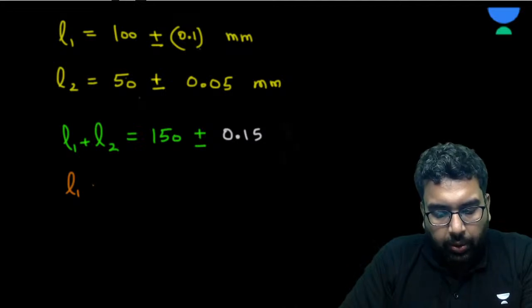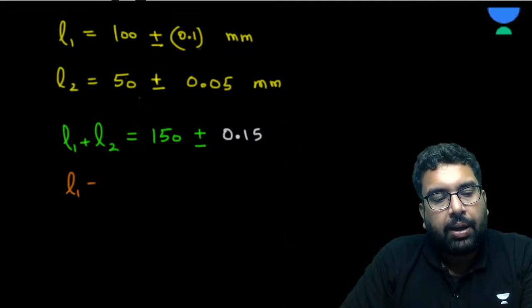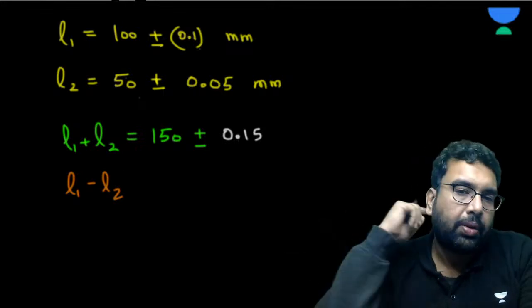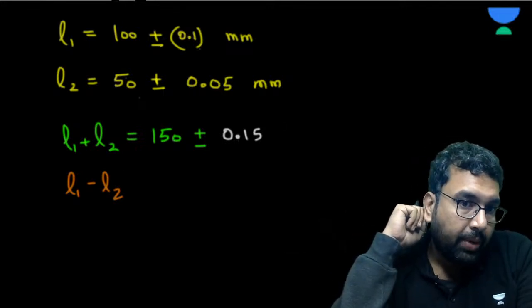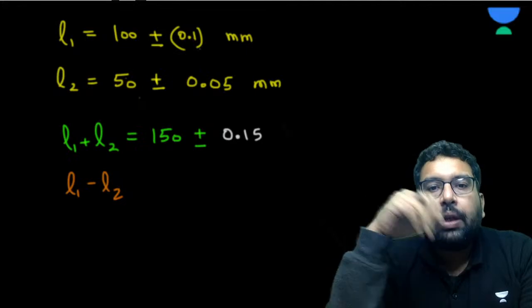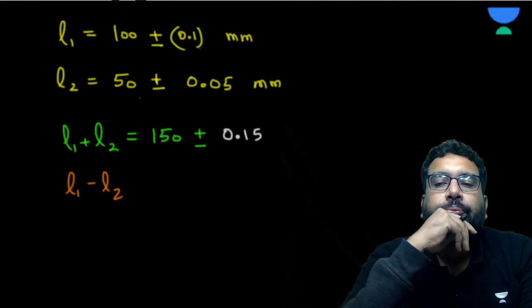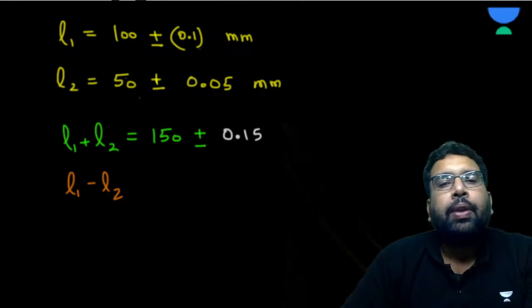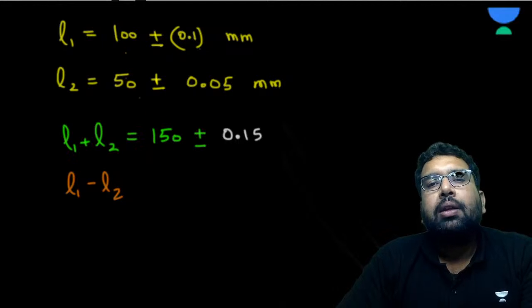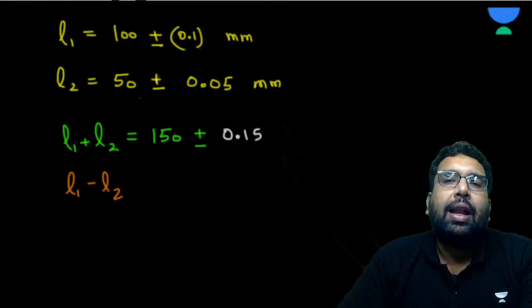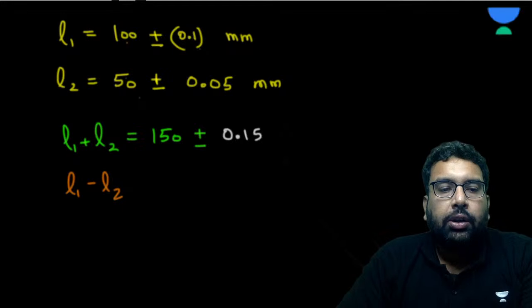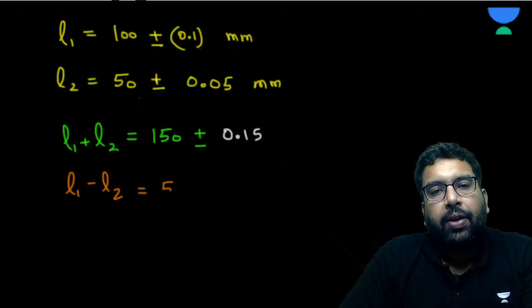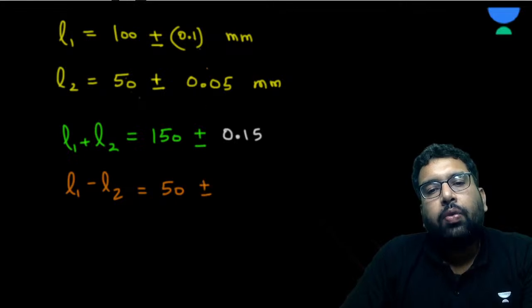Now, what is going to be L1 minus L2? If I ask you, what is going to be L1 minus L2? Can you tell me that? So see what you do: you simply subtract or add the true values, the actual values. When you subtract these two, you will get 50. And these errors are always added.